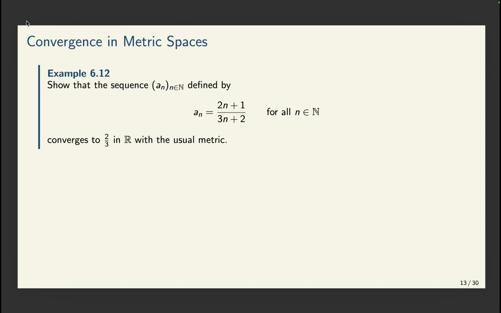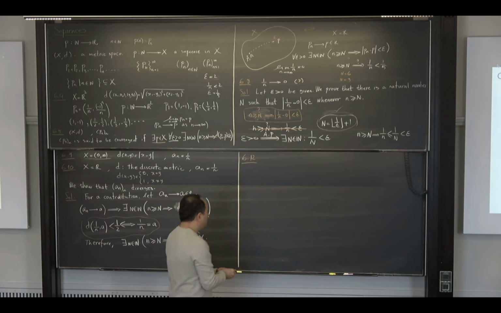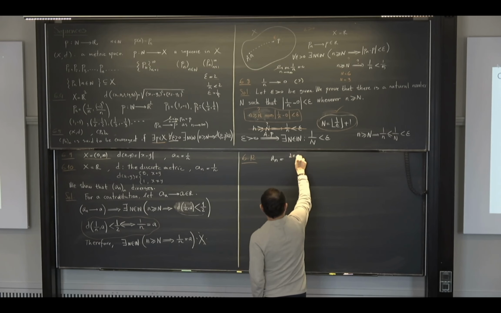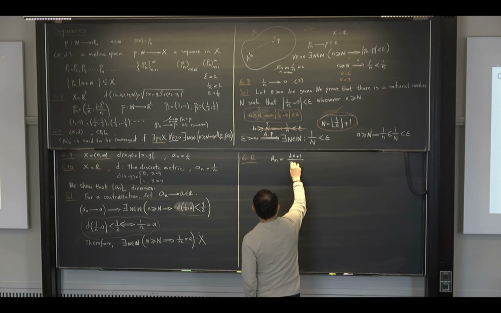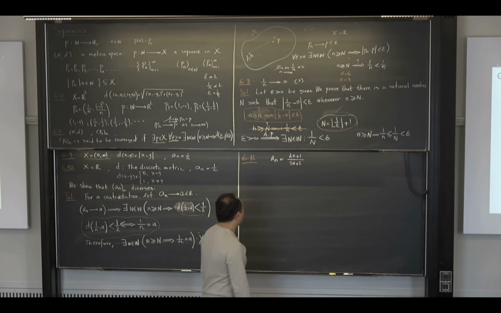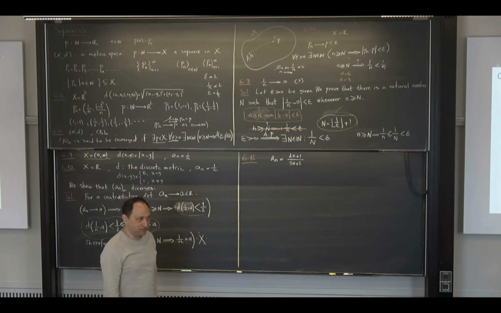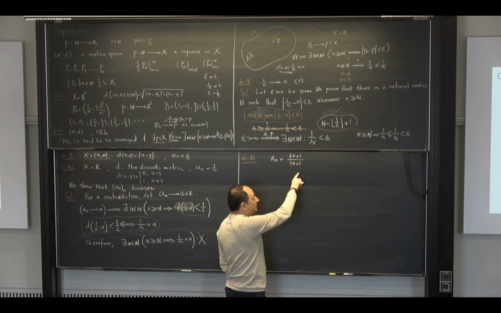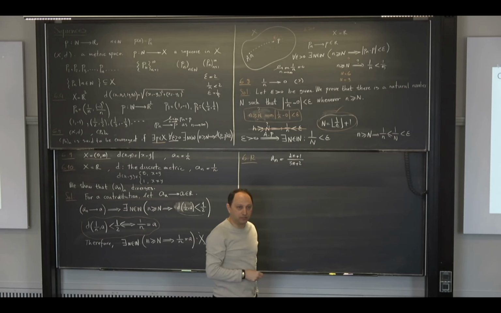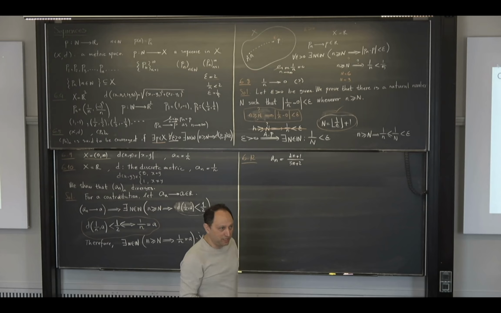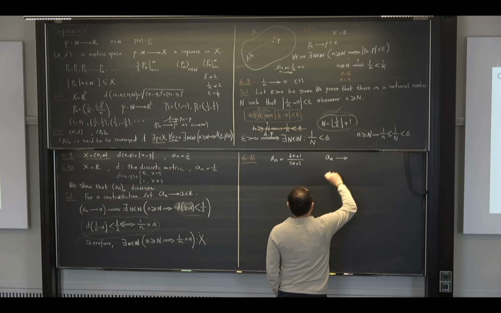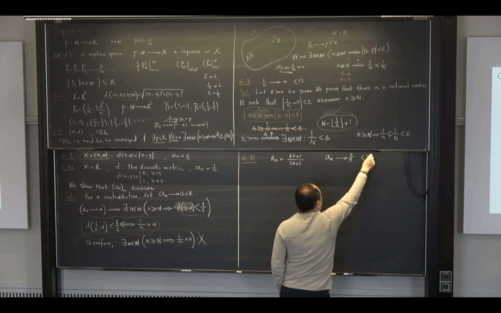Example 6.12. A sequence is given to you, a_n is equal to (2n plus 1) divided by (3n plus 2). In calculus they could have given you this and asked what the limit is. The limit is 2/3, because if n is extremely large, you can ignore 1, so it's 2n, and you can ignore 2, it's 3n, and you divide, it's 2/3. But here, I have given you the answer. The claim is that we want to prove that this converges to 2/3.